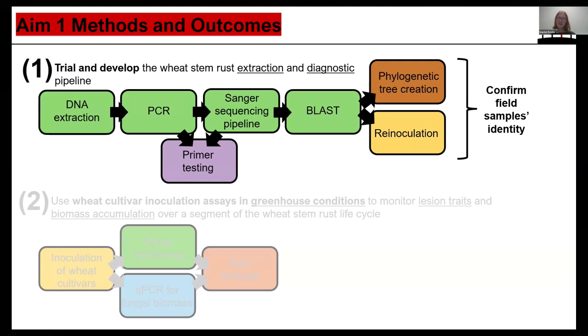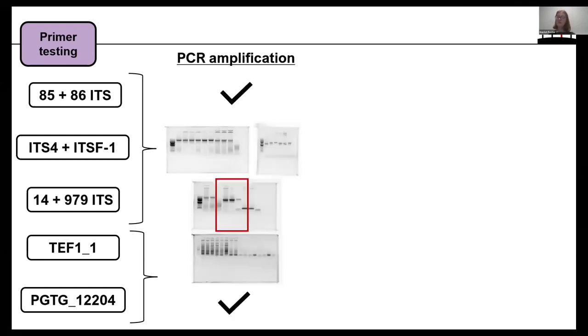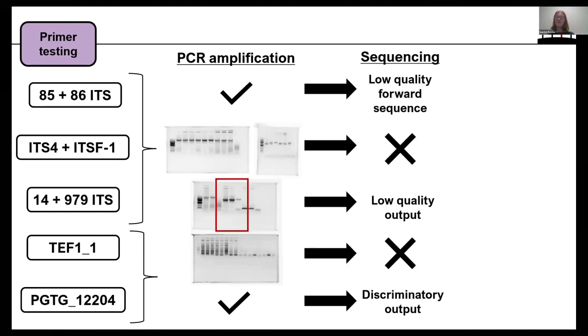However, this later was carried forward into phylogenetic tree creation and reinoculation with samples once I'd successfully discriminated them and ensured that I was working on the correct sample set. So I worked on ITS, TEF1 and PGTG primers. I first trialed this at the PCR level, looking for early band discrimination, both with different temperature and dilution assays, and then carried some forward for MiSeq sequencing.